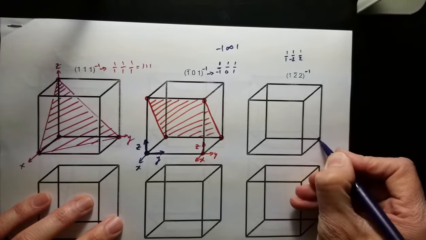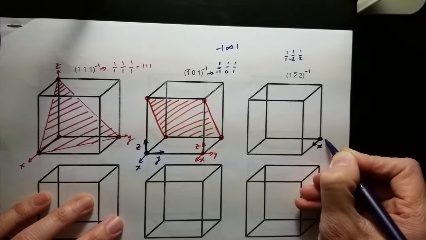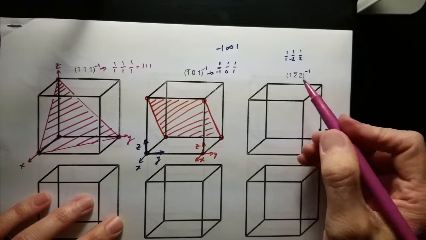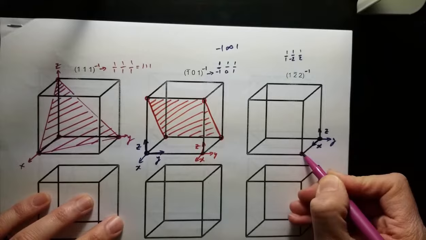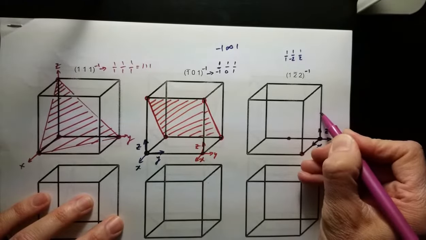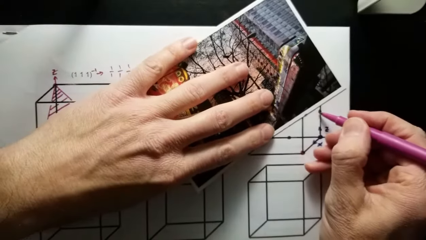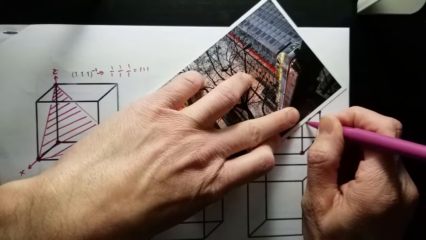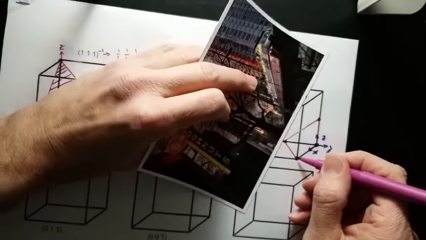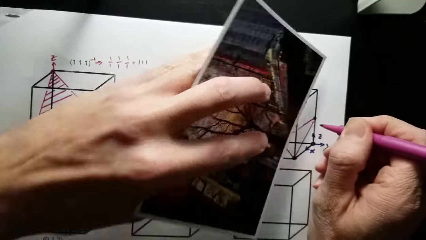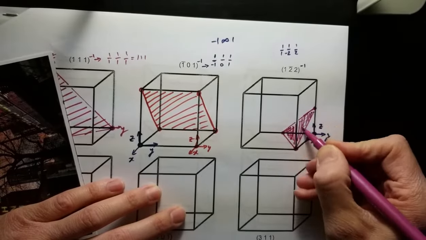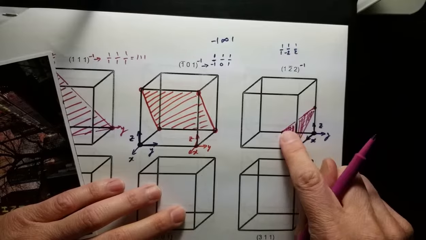Therefore, I'm going to pick my origin here. X, Y, Z. So I have an x-intercept at plus 1 here. I have a y-intercept at minus 1 half, which looks like about right here. And I have a z-intercept of plus 1 half. It's about right there. So my plane is there. So that's my plane: 1, minus 1 half, plus 1 half.